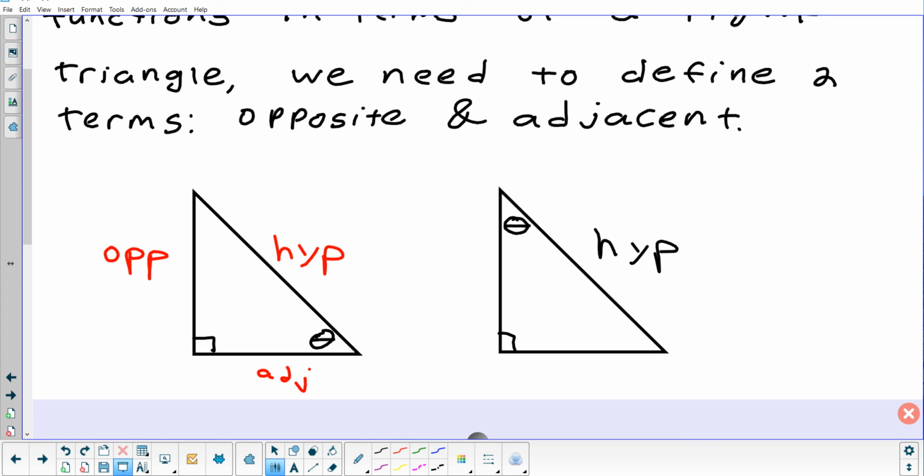What side would be opposite now? Ethan? The bottom one. The bottom one. So remember, you're standing at theta. That's the point that was marked. Think of the two sides you could reach out and touch because they're right next to you. Opposite is the side you can't reach because it's farthest away. Adjacent is the side that's right next to you. That's not the hypotenuse.